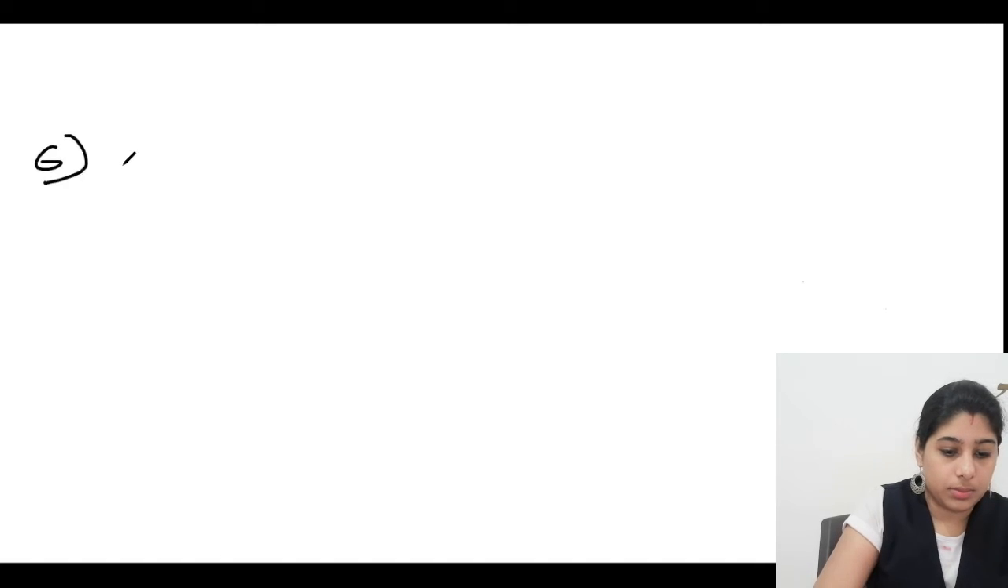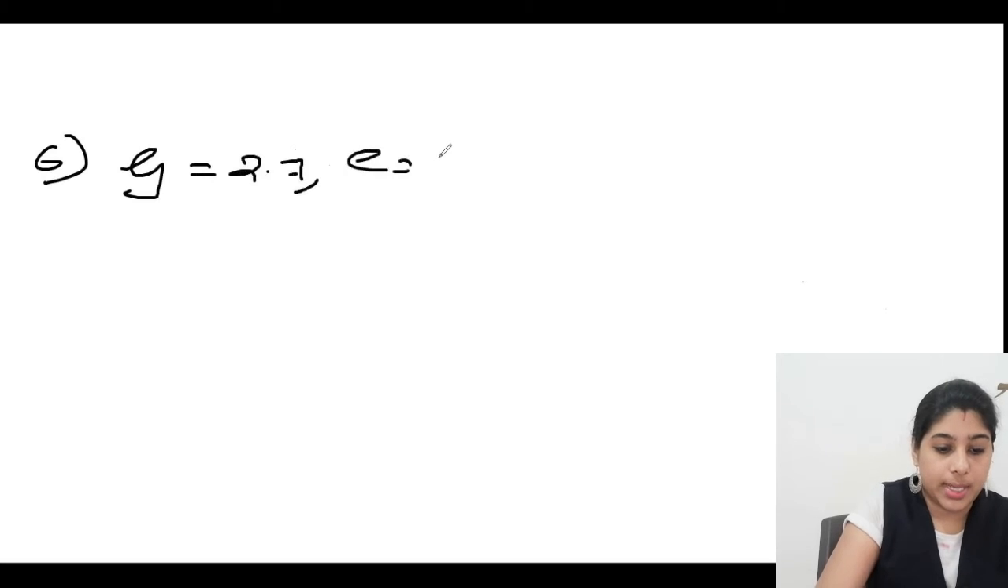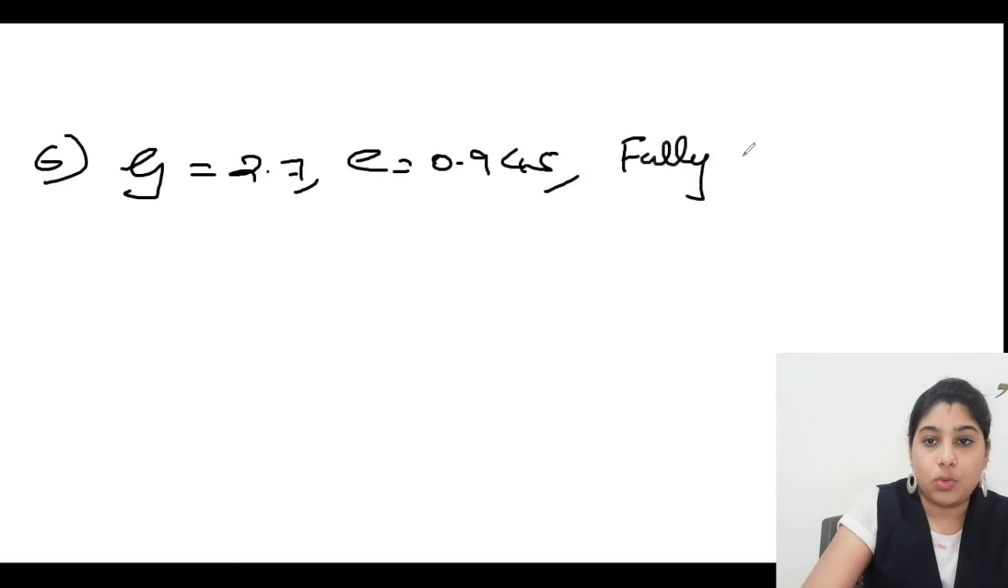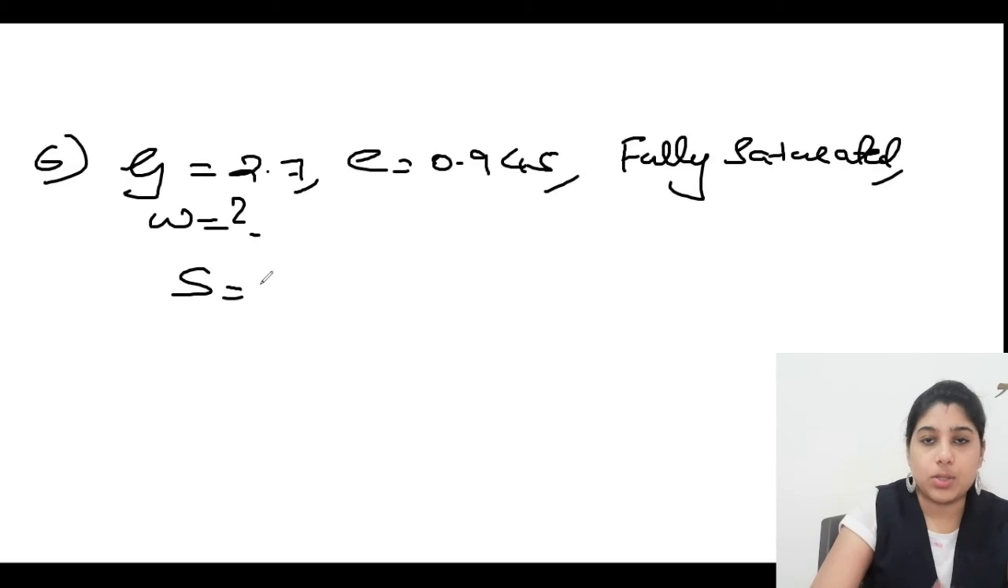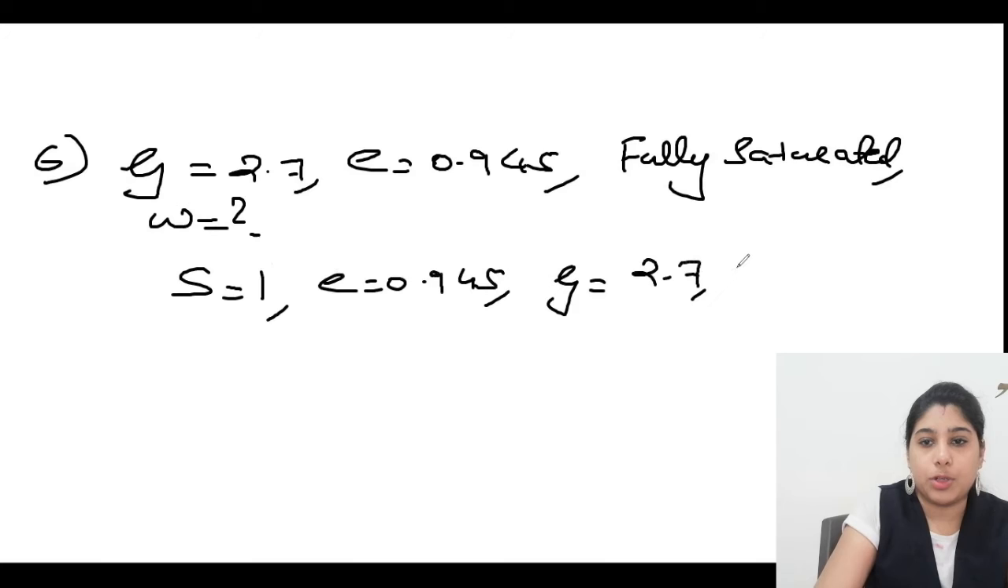Next question. Specific gravity of a soil sample is 2.7. Its void ratio is 0.945. If it is fully saturated, what will be w? So for fully saturated, we know the S value. S or Sr, you can write both. S value is 1 and e value is 0.945 given, and G value is given 2.7.